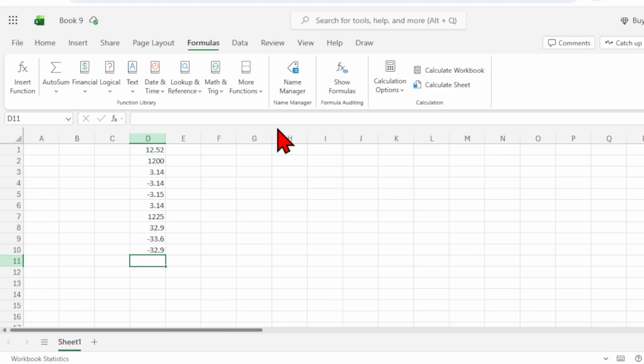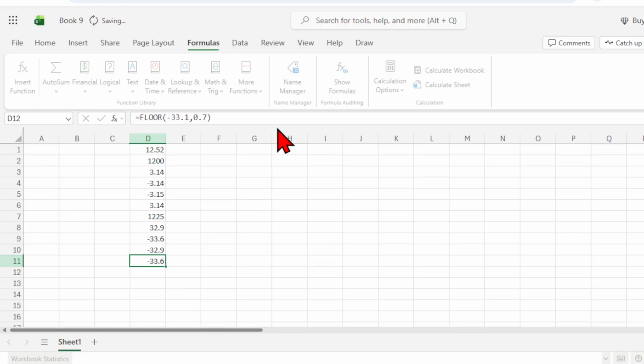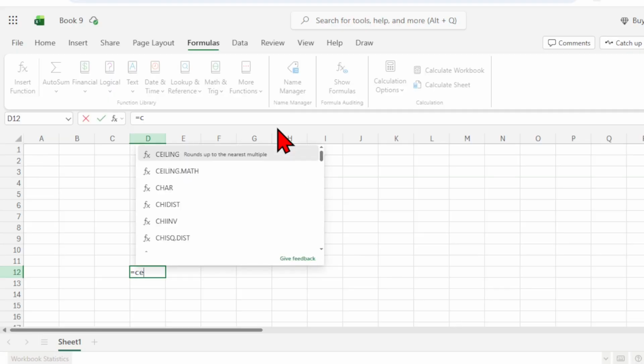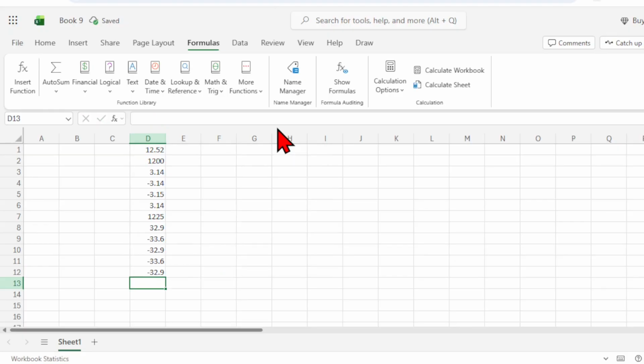So the difference between FLOOR and FLOOR.MATH is that forced directionality. FLOOR will always make it a lower number. So equals FLOOR negative 33.1 comma 0.7. You can see I don't have a third argument. I only have the 2. And it's going to make it the lower value. CEILING is exactly the same way. Okay, it's always going to have the higher value. So equals CEILING negative 33.1 comma 0.7, and it's going to make it negative 32.9.